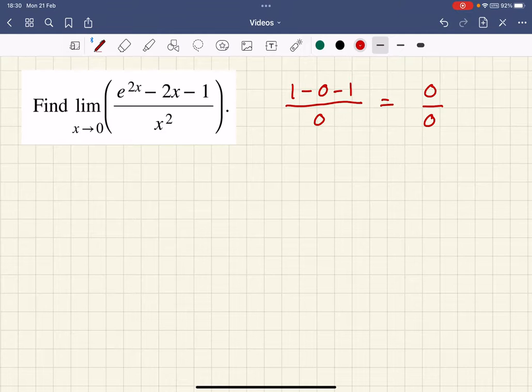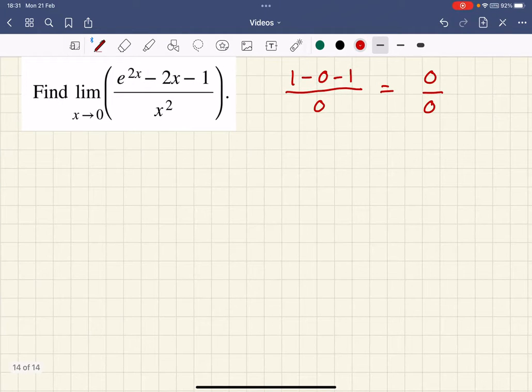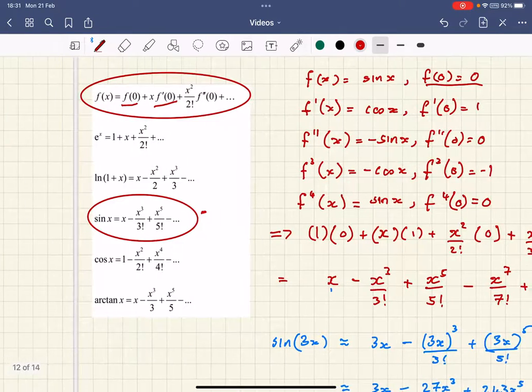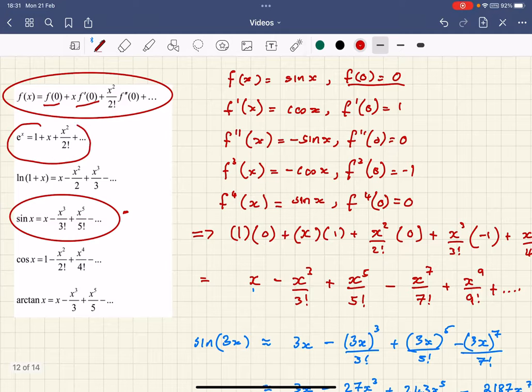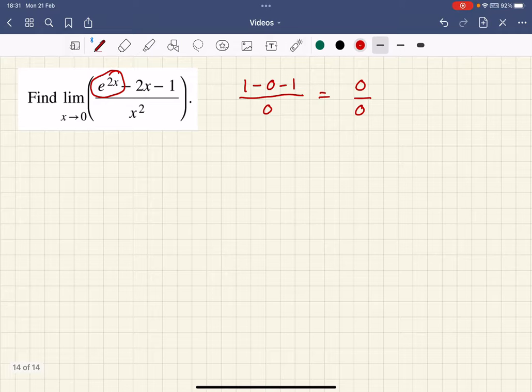We could try doing something called L'Hopital's rule, which is also on the syllabus, but we're going to use Maclaurin's here. So let's see if we can do this by using Maclaurin's. We're going to expand just this part here. Now, if I go back, e to the x is one of my expansions that I was doing earlier. So e to the x is here as one of my expansions. So I'm using that e to the x expansion, but I'm going to substitute in e to the 2x.